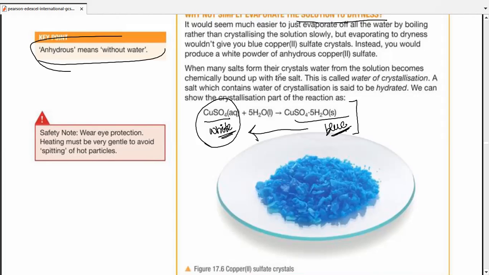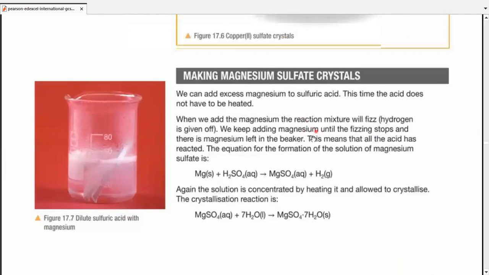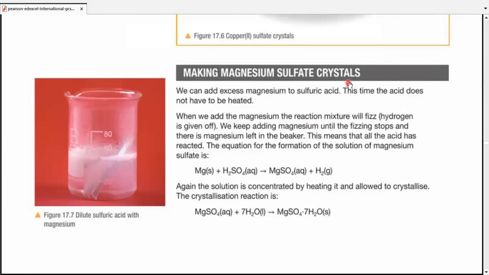Okay. With eye protection, heating must be very gentle, avoid spitting of hot particles, and any non-serious action in the lab. Safety comes first.